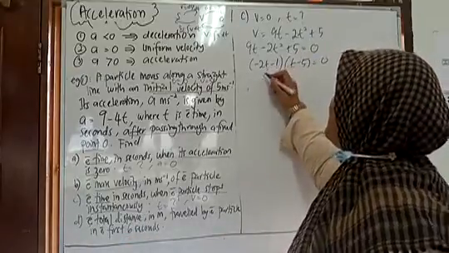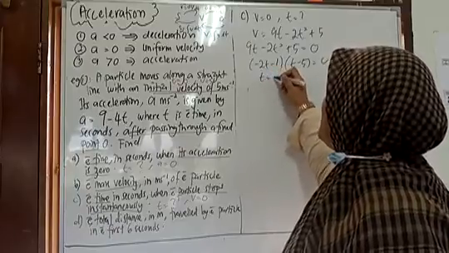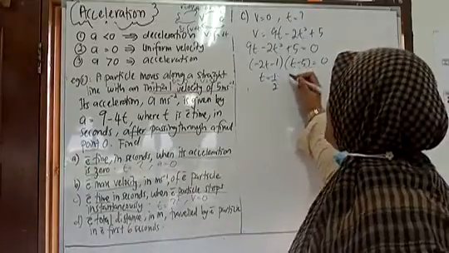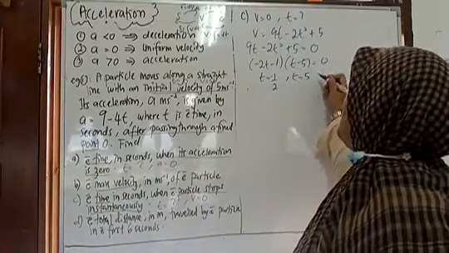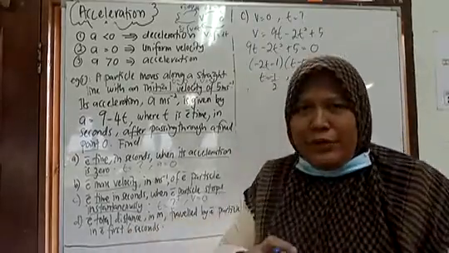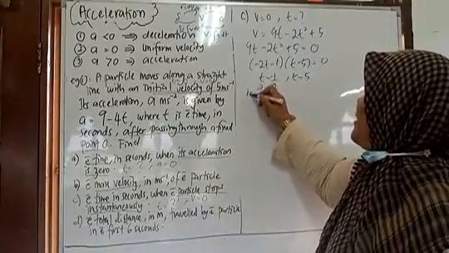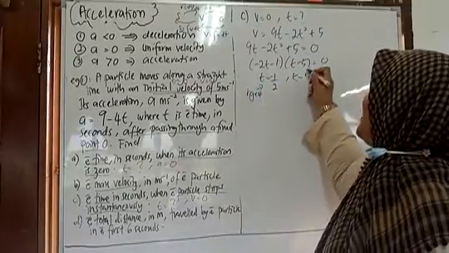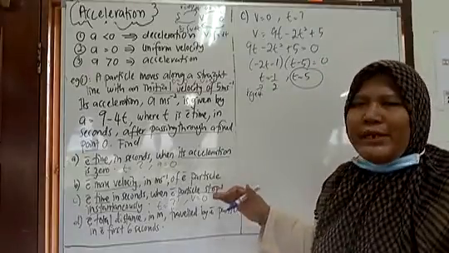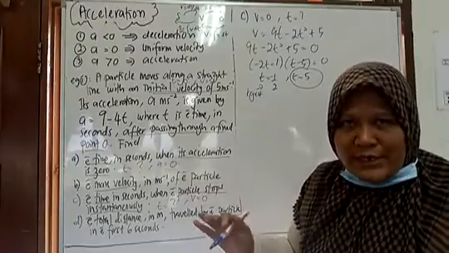So, we have two values of t. Basically, t equals negative half, sorry, and t equals 5. So, when is the time? Remember, time cannot be negative. So, this is rejected. So, our time equals 5. So, when does the particle stop? When it reaches 5 seconds.